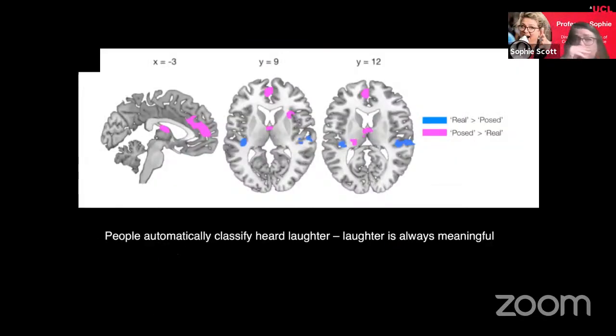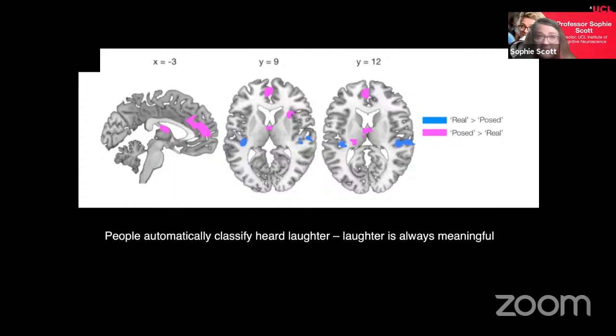We were hearing about theory of mind networks in the talk before mine, and we see those recruited when you hear laughter, but particularly when you hear this communicative laughter. These are the networks shown in pink. And in contrast, you get a lot more auditory cortex activation to the spontaneous laughter shown in blue.